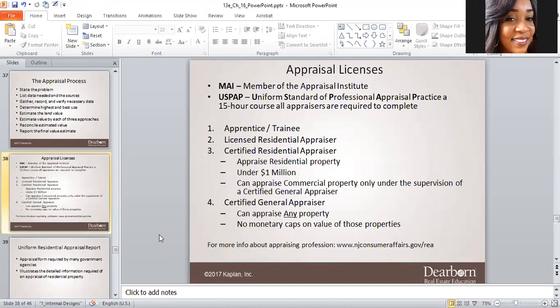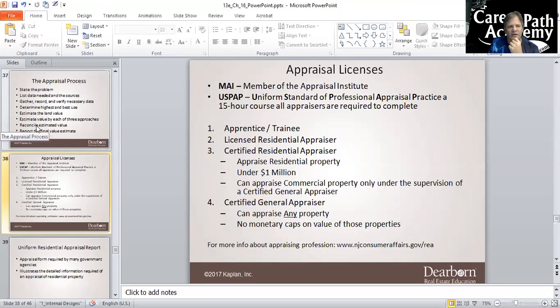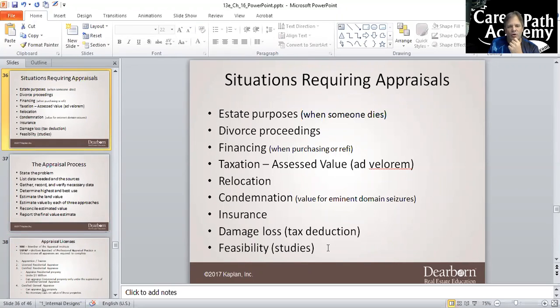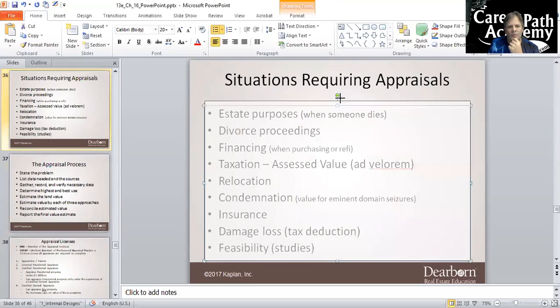Victor, yes. How does the appraisal affect the value of the houses in the area? Well, the appraisal just determines the value for the reasons that we went over on the slide before. These are all reasons that we get appraisals done. All right, I understand.